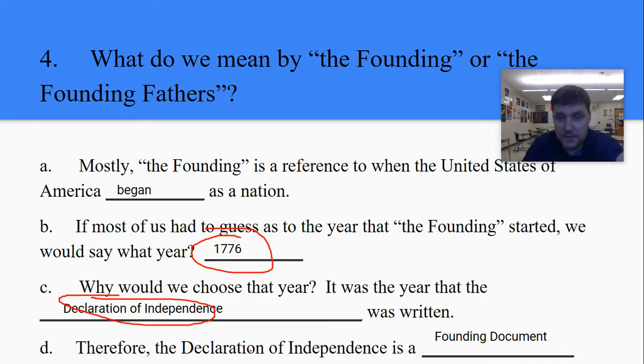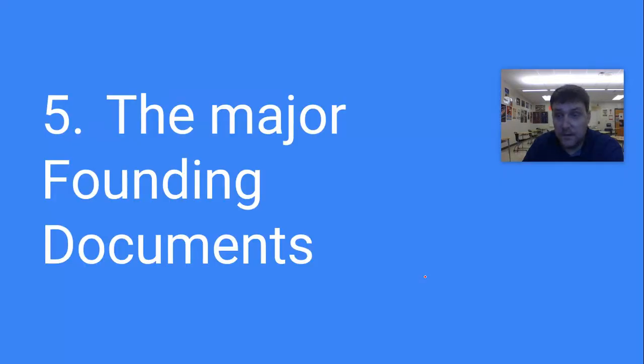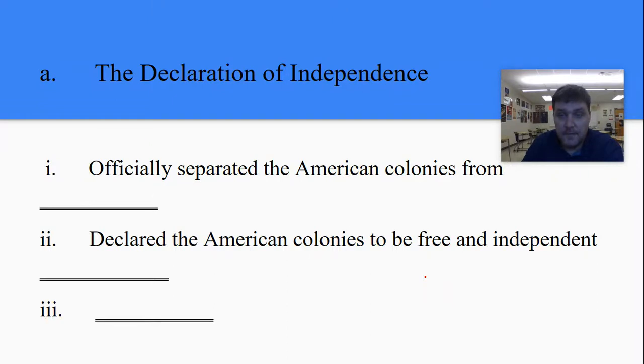That makes the Declaration of Independence the first founding document. Okay? Got me so far? The founding, the start of our country. Now, there are other founding documents as well, which we're going to go through. So here they are, the major founding documents. The first one, obviously, is the Declaration of Independence.